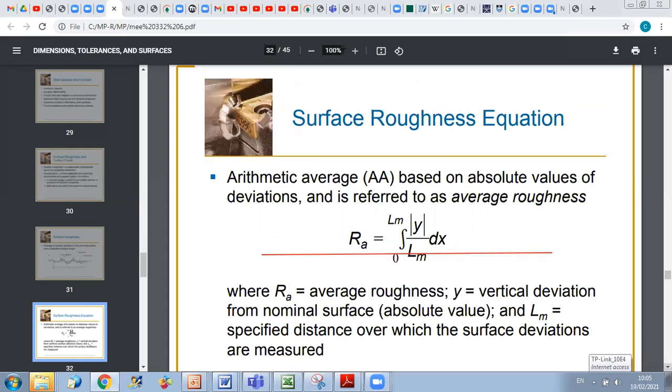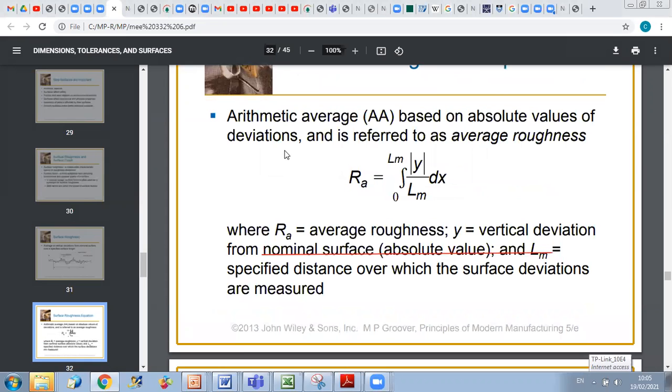The arithmetic average roughness is based on the absolute value of deviations and is referred to as average roughness. Why do we take the absolute value? Because we have positive and negative deviations. If we do not put the absolute value, we might end up with a result of zero while we have deviation up and down. So we should take the absolute value to get the average roughness. Then we integrate over the whole length, from 0 to L of the absolute value of the deviation, dx, over the length.